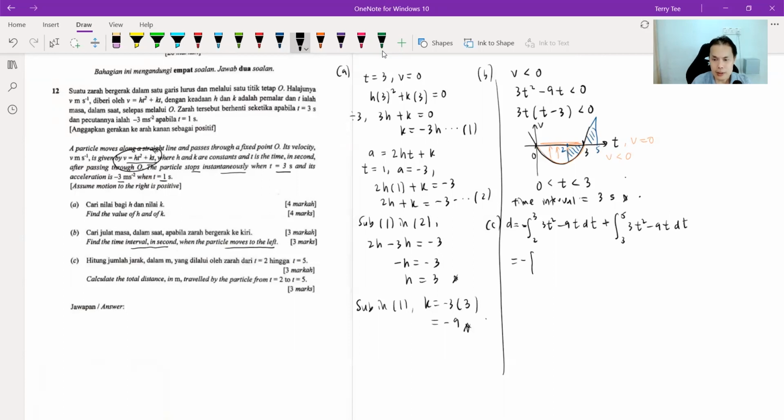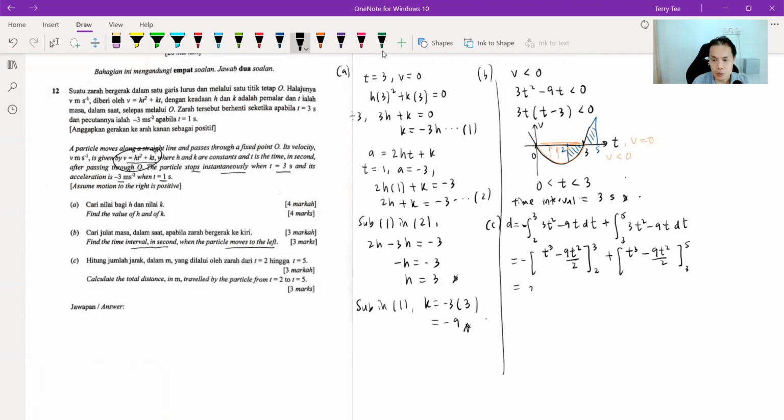So when we integrate, we copy t, increase the power by 1 to get 3, divide by 3, cancel the 3, no more. Copy 9, copy t, increase the power by 1 to 2, divide by 2. This is from 2 to 3. And then this is t to the power 3 again, divide by 3, cancel out. In fact, you can just copy over, it's the same when you integrate. This is from 3 to 5. Now let's substitute 3 inside.